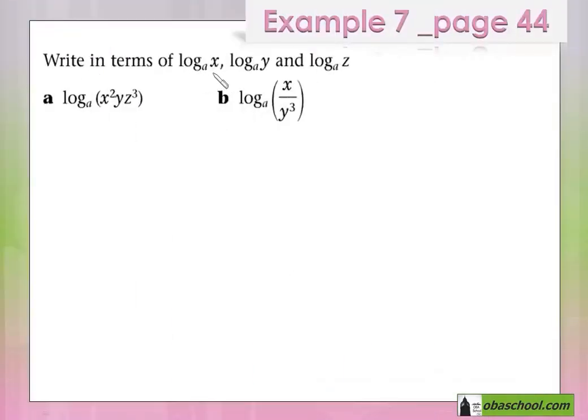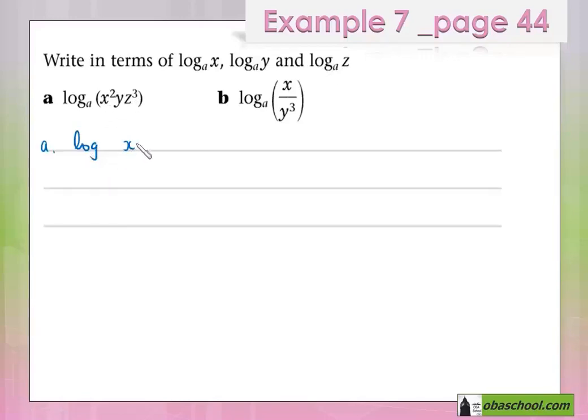Write in terms of log x to the base A, log y to the base A, and log z to the base A. And so in such case, we're going to have to dissect each logarithm until it becomes in the form of log x, log y, and log z. So let's go ahead and start with part A. It says log x squared y z cubed to the base A. So let's go ahead and dissect it.